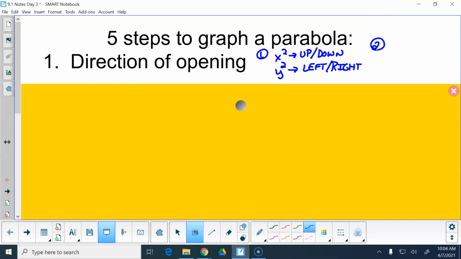The coefficient on the non-squared side, right? Yep. Non-squared coefficient. Okay. So if that non-squared coefficient is positive, it's going to go up or to the right, whichever one we're dealing with. If it's negative, it's going to go down or to the left. Okay?